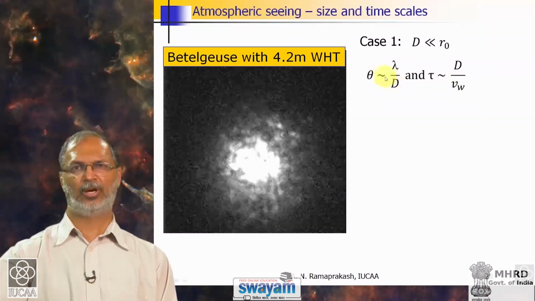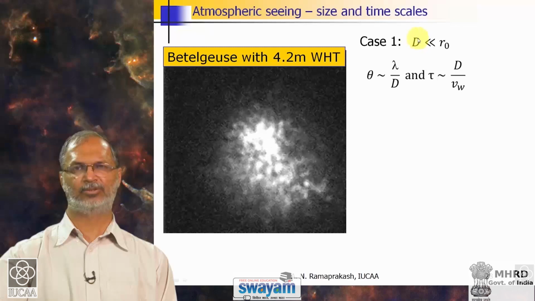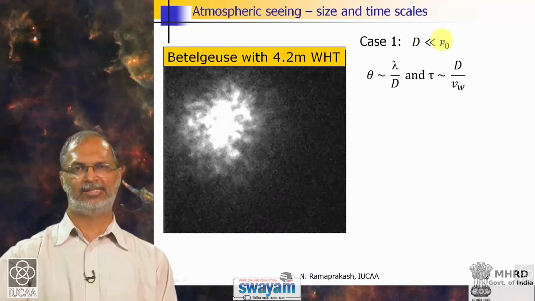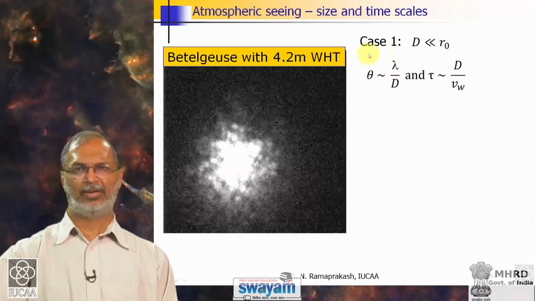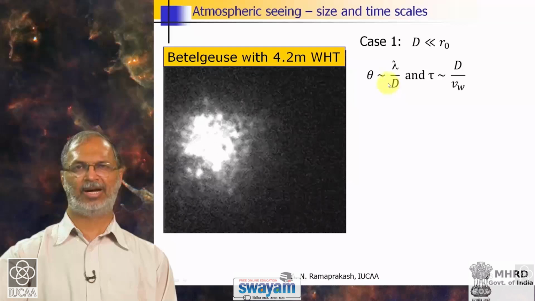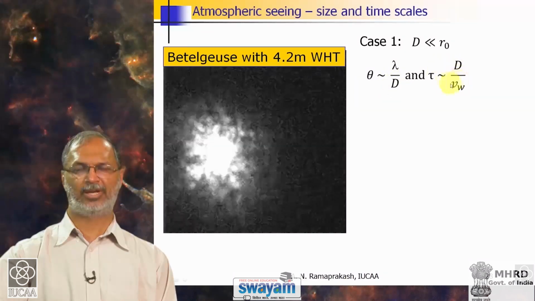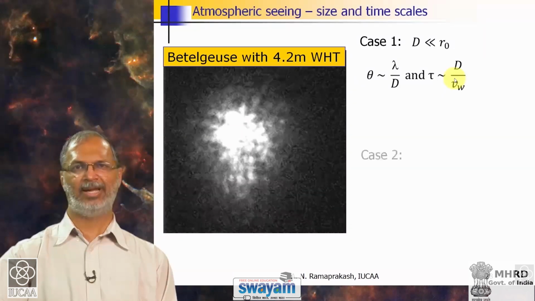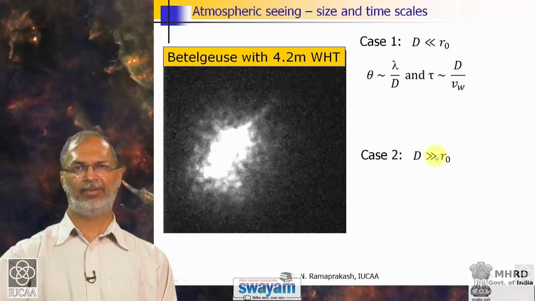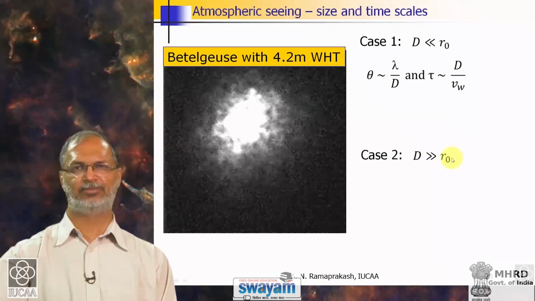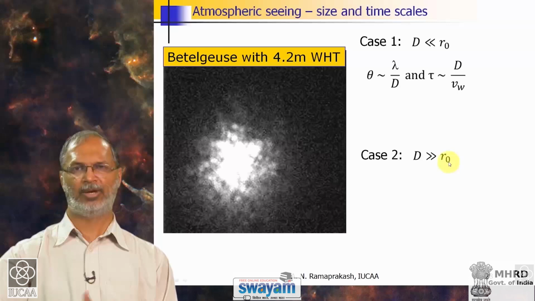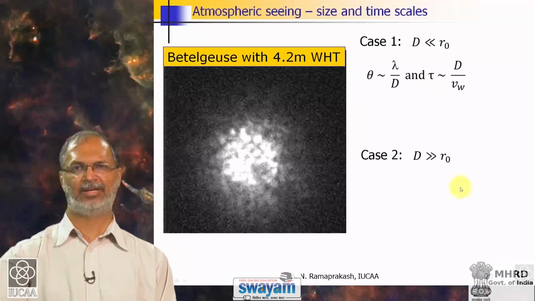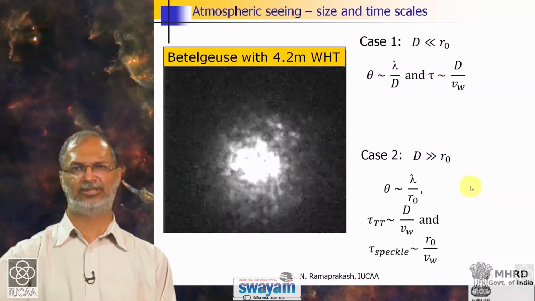So, for a diameter of the telescope smaller than the typical atmospheric eddy size, angular features are driven by the diameter of the telescope, the time scales are driven by the diameter of the telescope, that is the smallest feature. On the other hand, in case 2, if the diameter of the telescope is much larger than the typical atmospheric size scale, now atmosphere is what defines the typical angular size and the time scales over which things change.